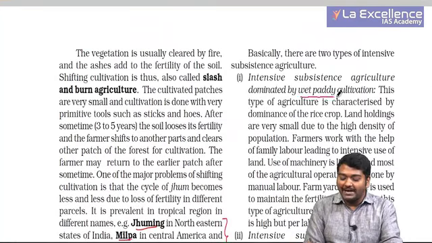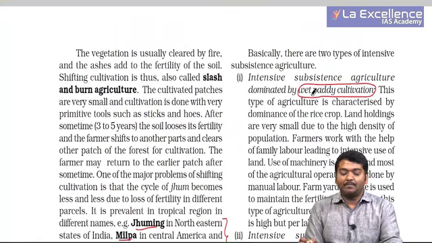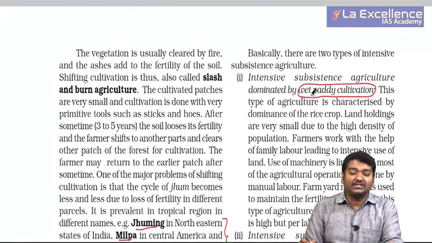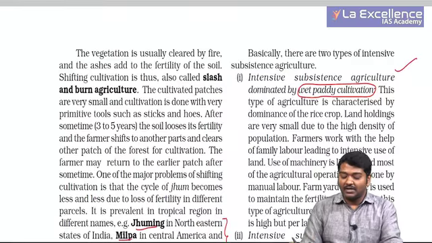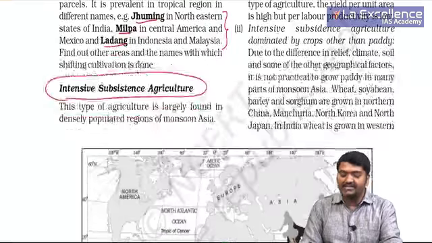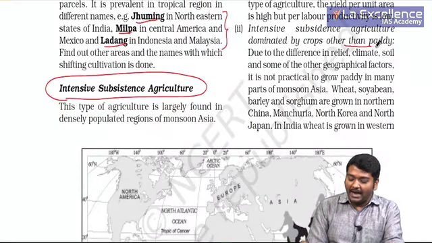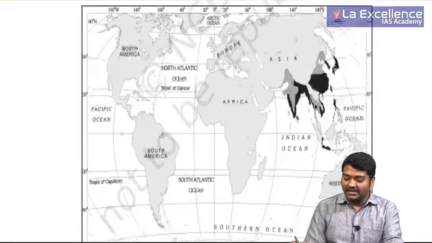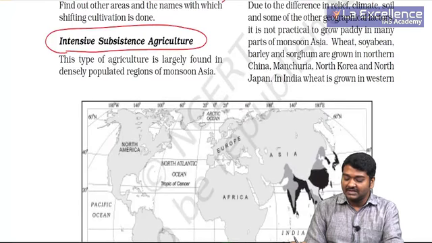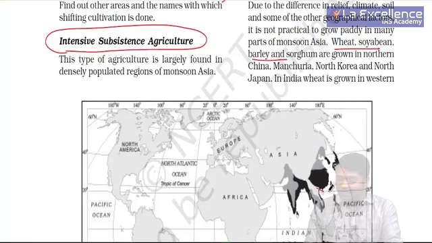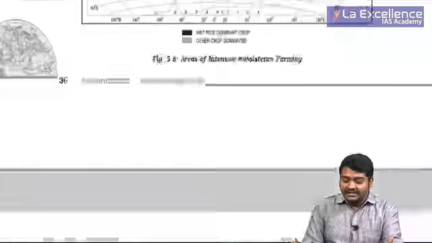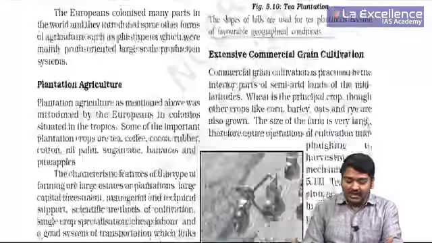Usually for paddy cultivation, in different parts, especially South Asia, Southeast Asia and East Asia, you usually look at this particular intensive subsistence agriculture. Apart from paddy, you also have certain places where intensive subsistence agriculture is seen, where wheat, soya bean, barley is usually grown. For example, China, Japan, North Korea, in all these regions we observe intensive subsistence agriculture as well.